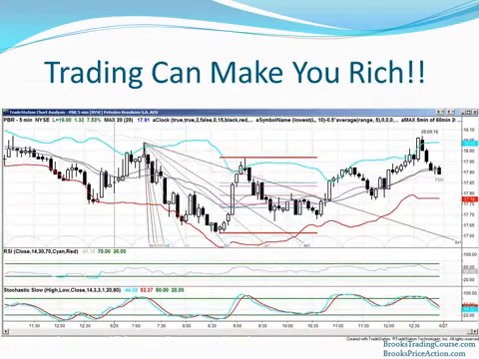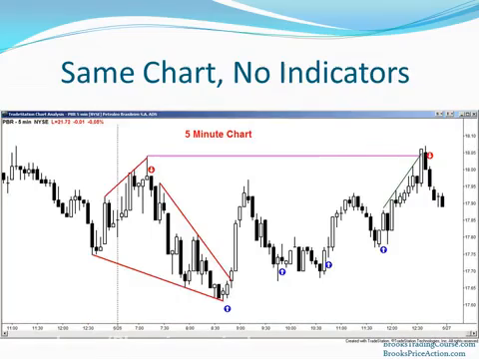Okay, trading can make you rich, right? However, this is not the way to do it. When I first started trading 25 years ago, this is pretty much what I did. I put many indicators on my charts and hoped that they would make me rich, and I lost money. And one day I decided to get rid of all the indicators and just look at the charts.